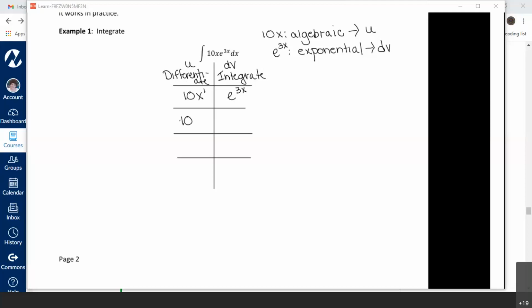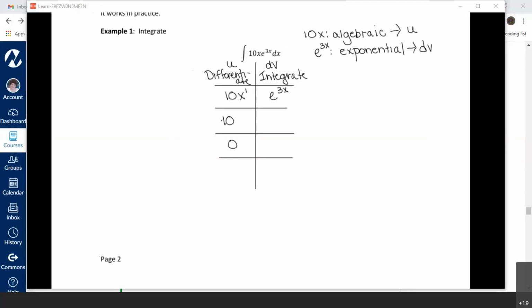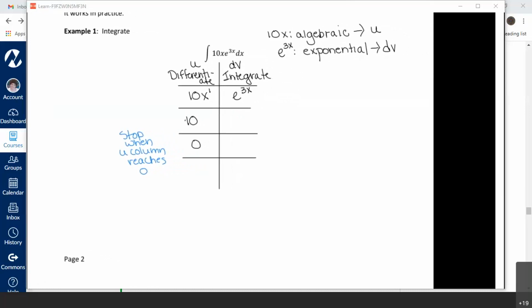Okay. If I differentiate again, starting with the 10, 10's a constant, so that's going to give me a 0. Okay, stop when you get a 0. It's always a good idea to know what your stopping criterion is, and that's one of them, if that goes to 0.